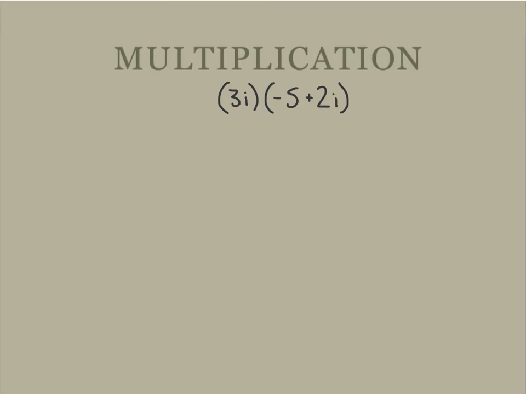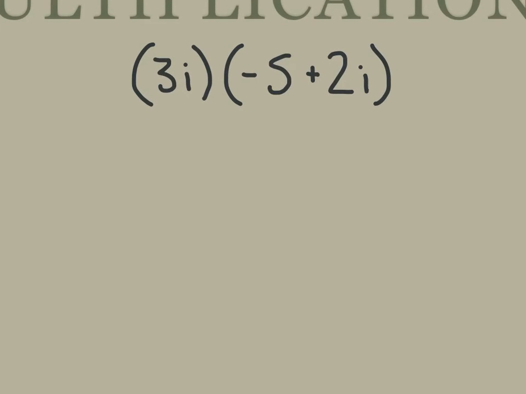Let's go to the next example. What do we do here? We're multiplying. How do we multiply this? But what are we multiplying? 3i times what? Just the negative 5? And the 2i. So we have to distribute the 3i to the negative 5 and to the 2i.